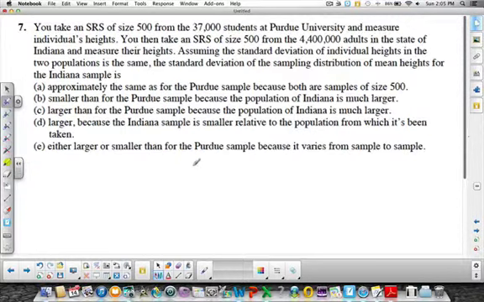All right, number 7. You take a simple random sample of size 500 from the 37,000 students at Purdue University and measure their heights. You then take an SRS of size 500 from the 4.4 million adults in the state of Indiana and measure their heights. Assuming the standard deviation of individual heights in the two populations is the same, the standard deviation of the sampling distributions for Indiana is what compared to the sampling distribution for Purdue? Now remember, both of these have a sample size of 500.